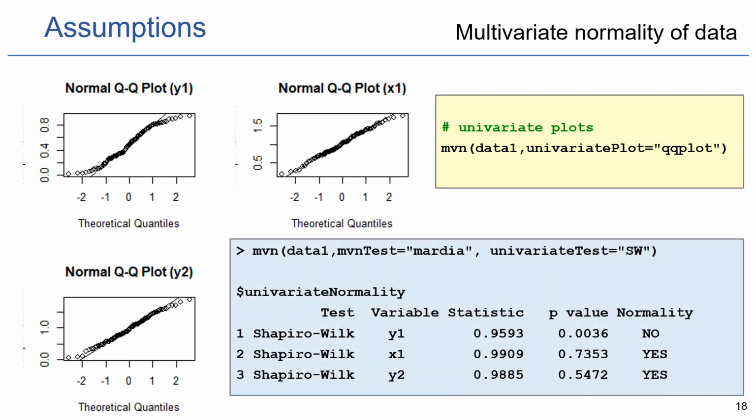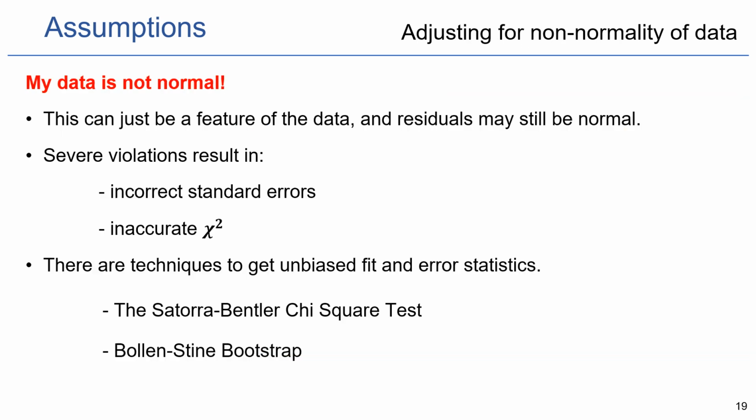And if we compare this back to the results of the MVN function for the univariate normality using the Shapiro-Wilk test, we can see that it also assumes that the Y1 distribution is departed from the normal. So we can say that our data are assessed as being multivariate not normal. And as I mentioned before, this can be just a feature of the data and our residuals are still normally distributed.